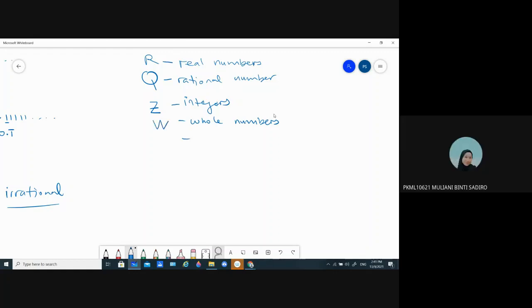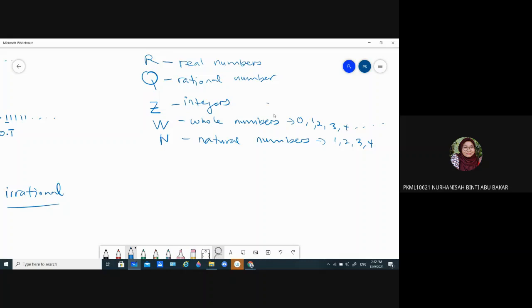Natural numbers? N. Yes, good. What are natural numbers? We start with what? 1. Whole numbers? Start with 0. Yes, 0, 1, 2, 3, 4, and so on.